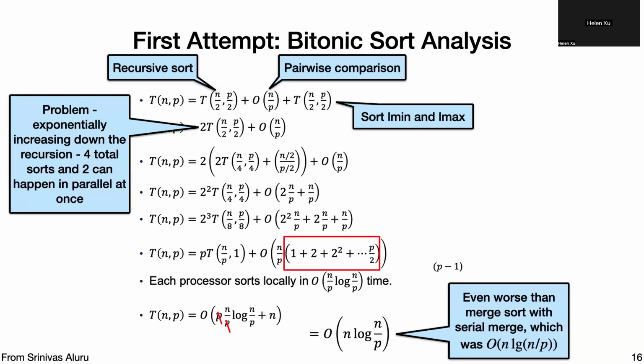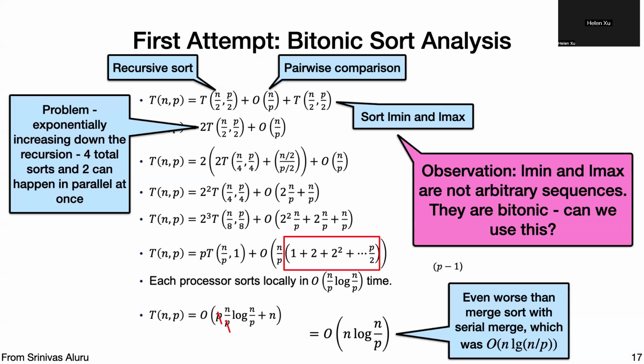And so the issue came from this recursive formulation, which is T of n over 2, p over 2, or sorry, 2 times this thing. And where did this come from? Well, there were 4 sorts. The first half, we had 2 recursive sorts to sort the first 2 halves, and then we had to sort L min and L max again. So there are 4 sorts, and each of them could happen 2 at a time. So that's why you get this 2 over here. And yeah, that is not ideal, and we're going to have to cut this down.